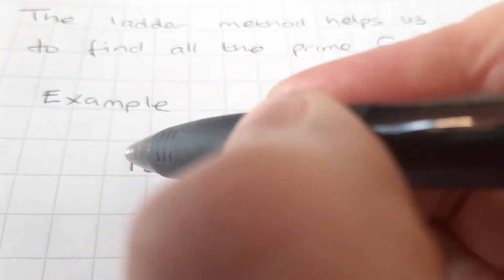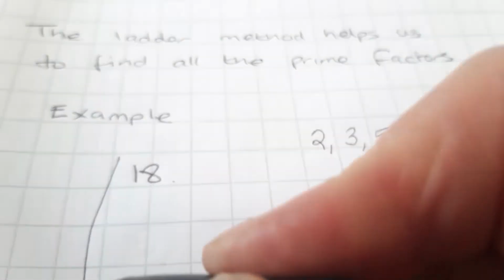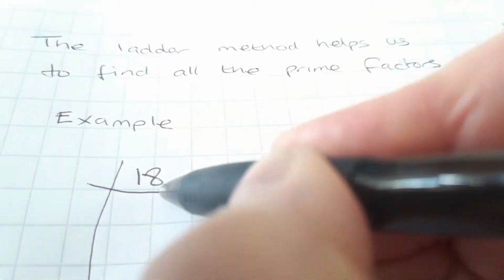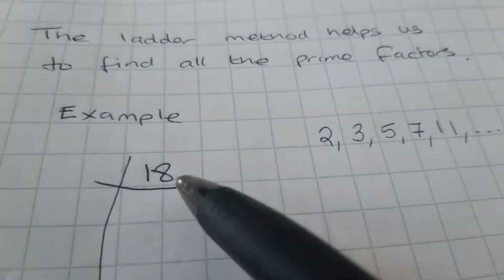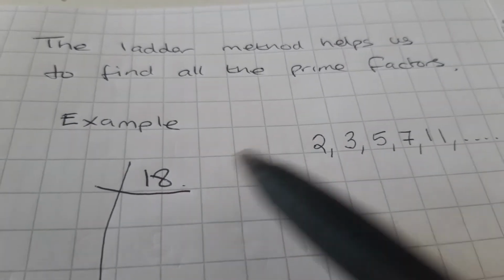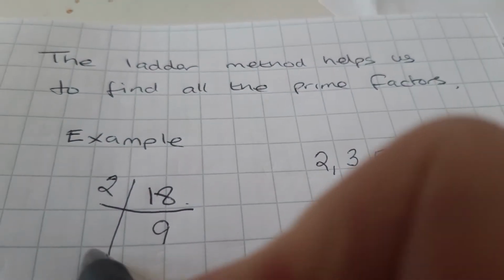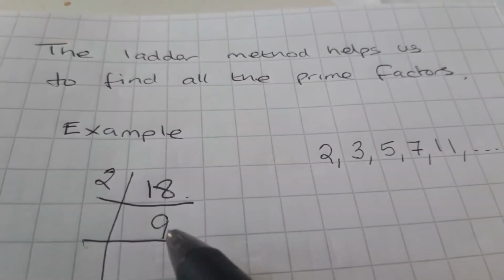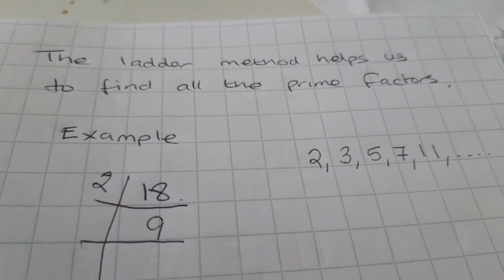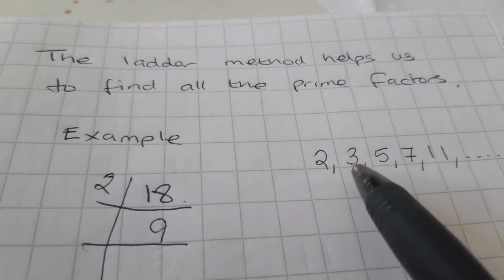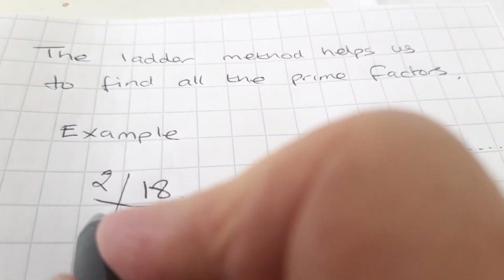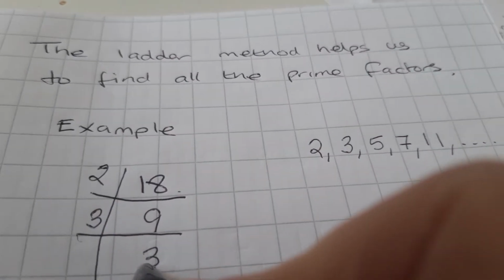Second thing is you draw this line down the side of the number. Try and draw it straight, not like me. We look at 18 and we think, which of these numbers will go into 18? 2 will go into 18. How many times? It will go 9 times. Now we look at 9. Which of these numbers will go into 9? 3 will go into 9. 3 goes in 3 times.